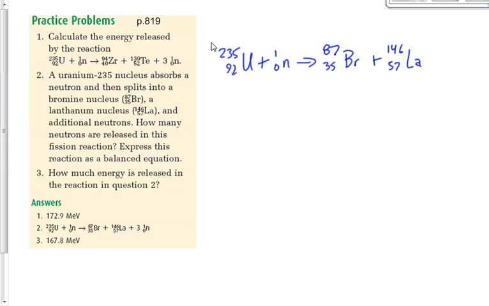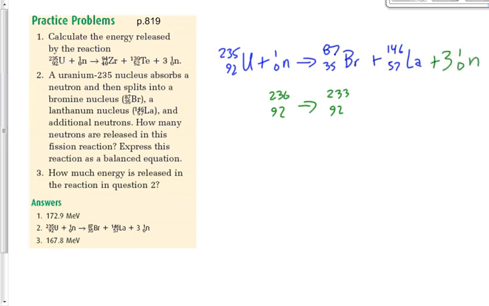But how many additional neutrons? Well, let's figure that out. On the left-hand side, we have 236 and 92. On the right-hand side, we have to have 236 and 92 as well. But right now, if we look at this, we only have 233 and 92. So we're missing no protons and how many neutrons? 3 neutrons.